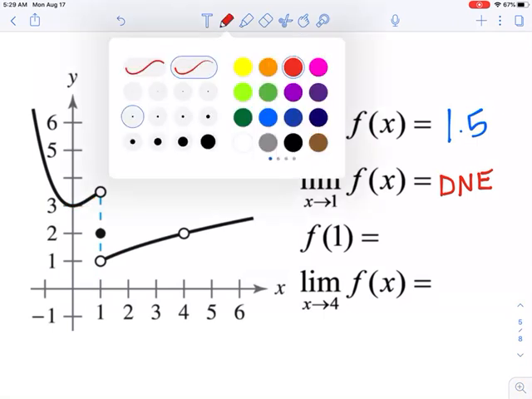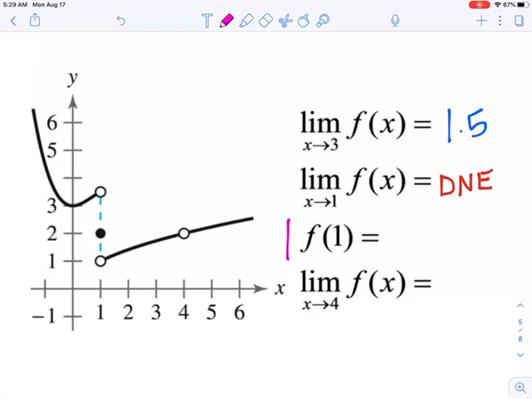However, our function value at 1, f of 1, we can determine. When x is 1, we have a coordinate right here, and its y value is 2.